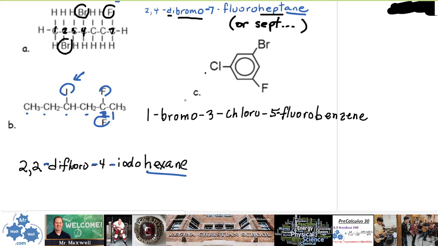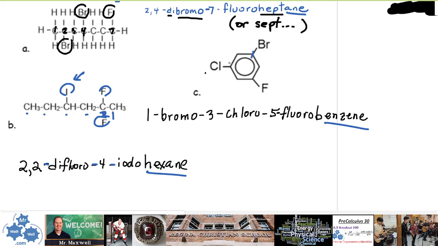Okay, C. So let's talk about C then. Now this is benzene, so you're going to have to end with benzene. Which one comes first in the alphabet? Bromine. So we got to list bromine first. It has to have the smallest number, so we can start anywhere, remember, on a benzene chain, right? So we're going to start with 1 here. So this is going to be 1 bromo, 3 chloro.